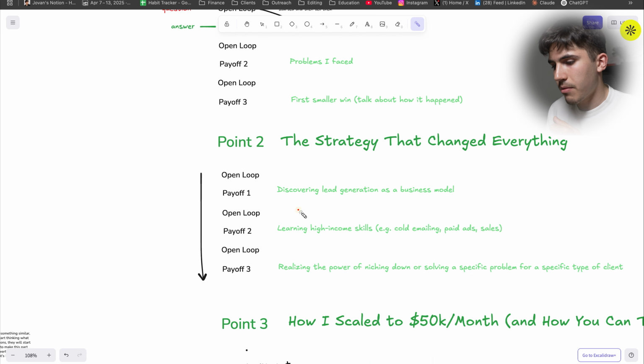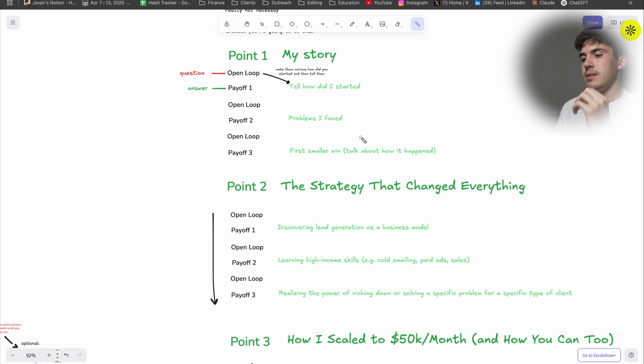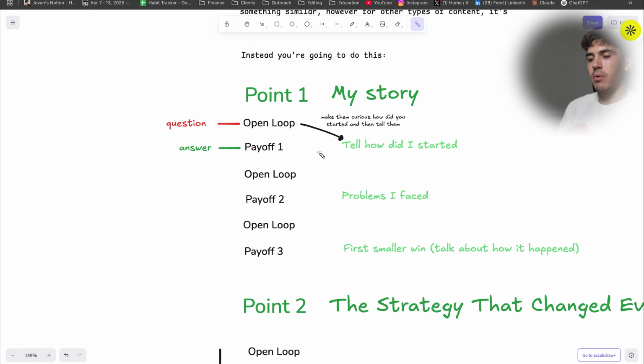Then for this also we have 3 things we want to talk about. And also for this point 3. And this is pretty much it. It's not that complicated. However, now you're probably wondering, what's this open loop and payoff?